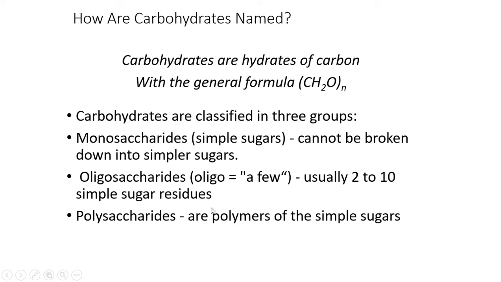The simplest of the oligosaccharides are disaccharides. So these are 2 monosaccharides, again, that are linked by glycosidic bonds. Sucrose, maltose, and lactose are the most common of the disaccharides, and we'll be looking at those. Polysaccharides are polymers of simple sugars. They may be linear or branched and could have hundreds to thousands of monosaccharide units within that structure.